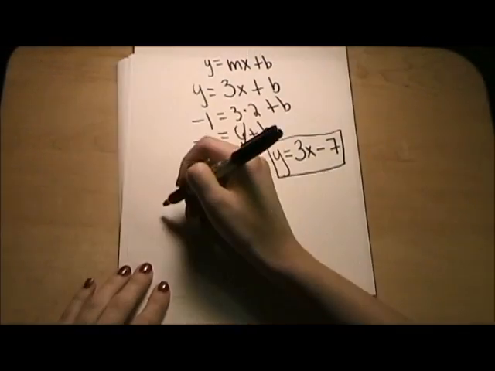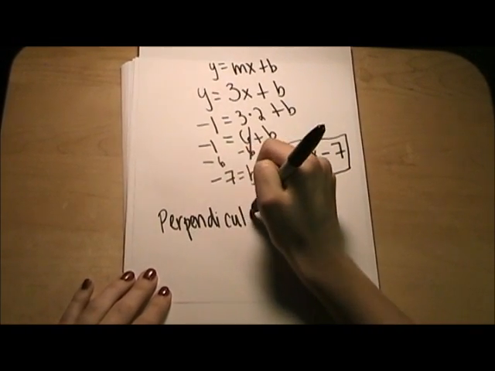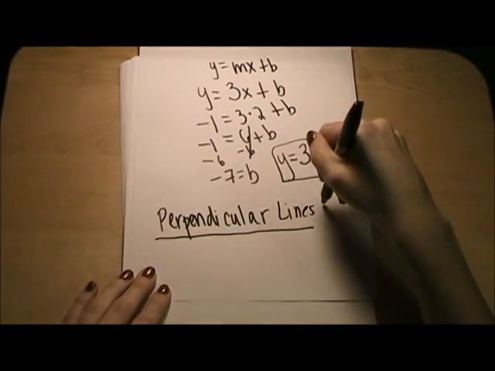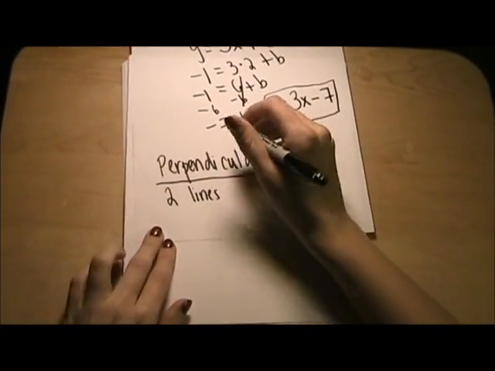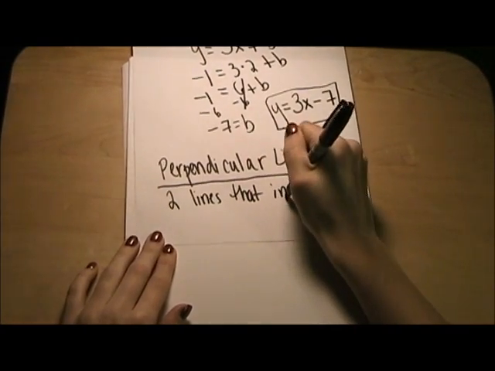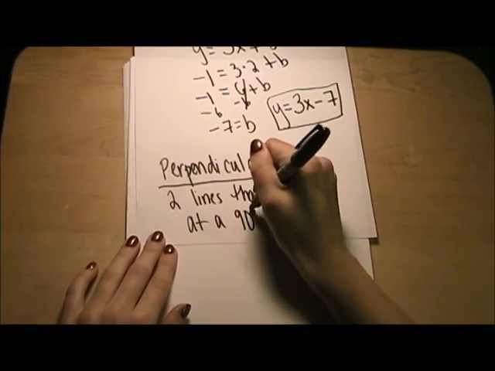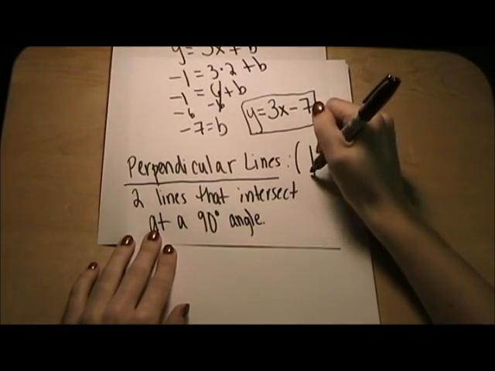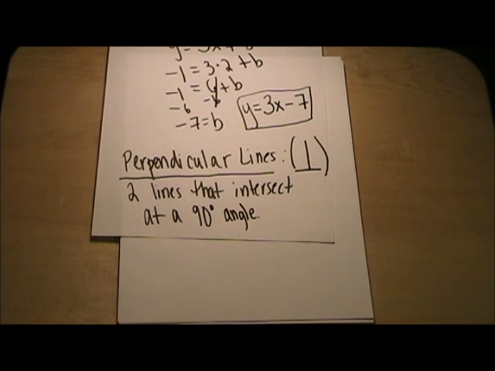Then we have perpendicular lines. These are two lines that intersect at a 90-degree angle. The notation looks like this, so an upside down T. Okay. Two lines that intersect at a 90-degree angle.